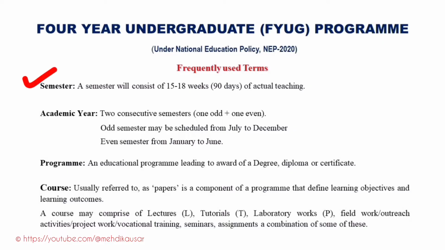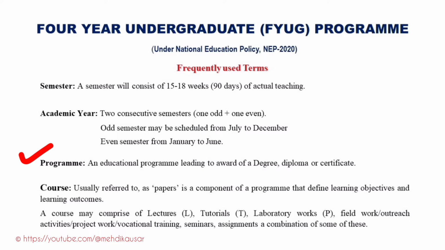Now, before going into the course details of the FYUG program, let us discuss some frequently used terms. Semester. A semester will consist of 15 to 18 weeks or 90 days of actual teaching. Academic year. 2 consecutive semesters, 1 odd and 1 even semester, make an academic year. Odd semester may be scheduled from July to December and even semester from January to June.